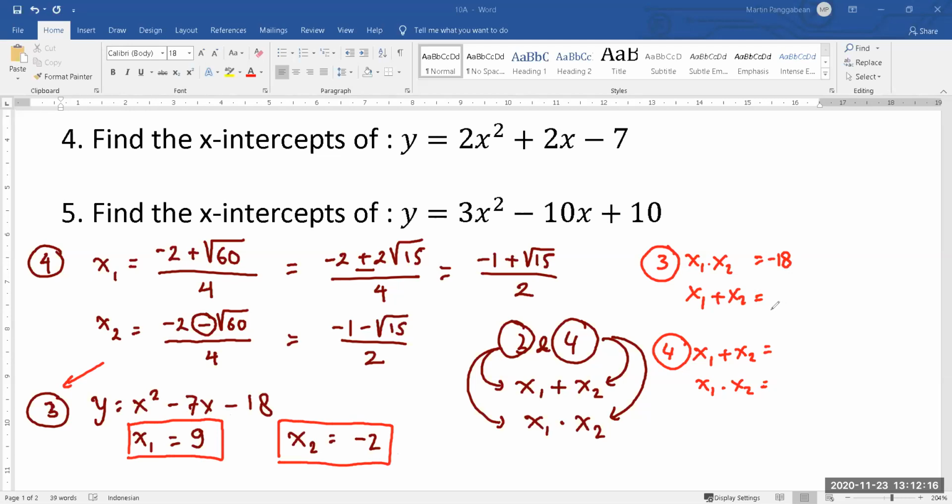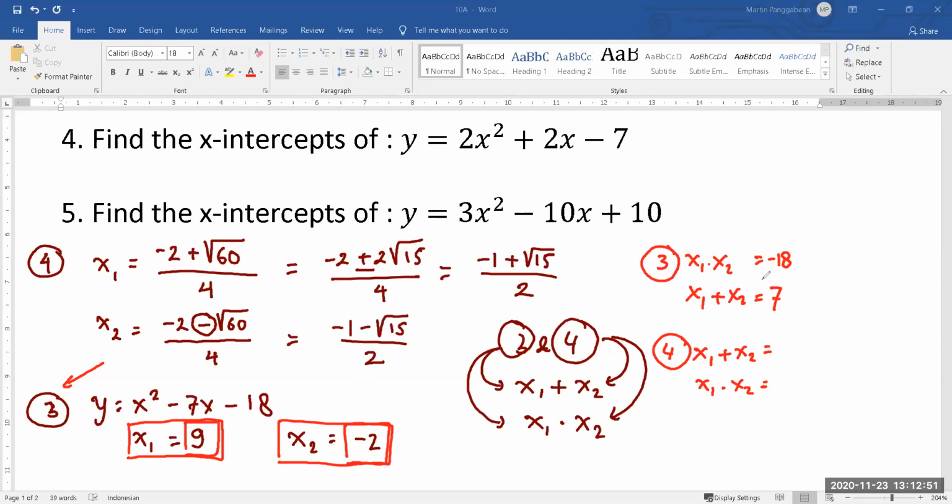And the sum? Negative 11. Sorry, this is positive 9. Positive 9 plus negative 2. It's okay, you can. 9 plus negative 2, yeah, 7. Okay.